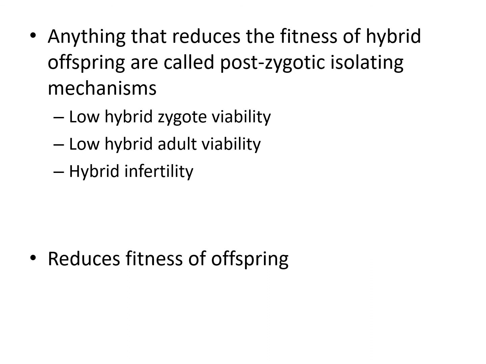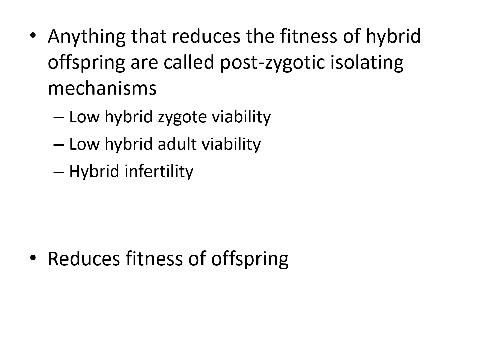If a zygote is created, but the offspring doesn't survive for a variety of reasons, that's called a postzygotic mechanism. With low hybrid zygote viability, that basically means the zygote never is born. It doesn't survive long enough to even be born. With low hybrid adult viability, the organism is born, but it never makes it to sexual maturity. With hybrid infertility, it makes it to adulthood and can have sex, like a combination of a horse and a donkey. They're sterile, they can't have babies. And all of these things reduce fitness of an offspring. And hopefully remember that fitness means your ability to survive and reproduce.